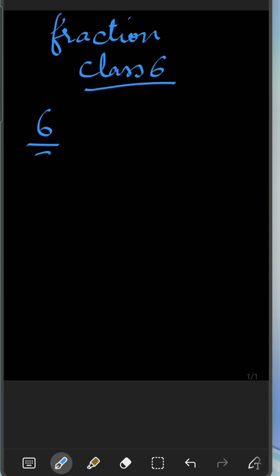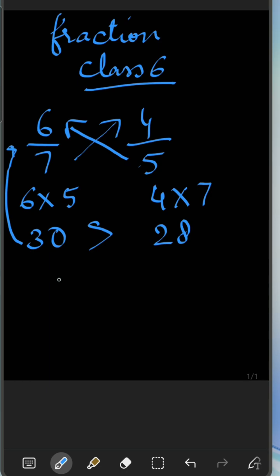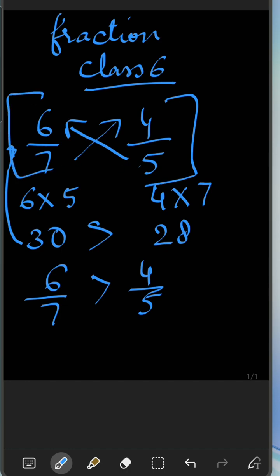Let's suppose I have 6 by 7 and 4 by 5. What we do? We first have to cross multiply. If I multiply 5 with 6 and 4 with 7 here, I will get 30 here and 28 here. Which is greater? 30 is greater, and 30 comes from this fraction. So this 6 by 7 would be greater than 4 by 5. Very simple. So when we have to compare two fractions, we generally use this method.